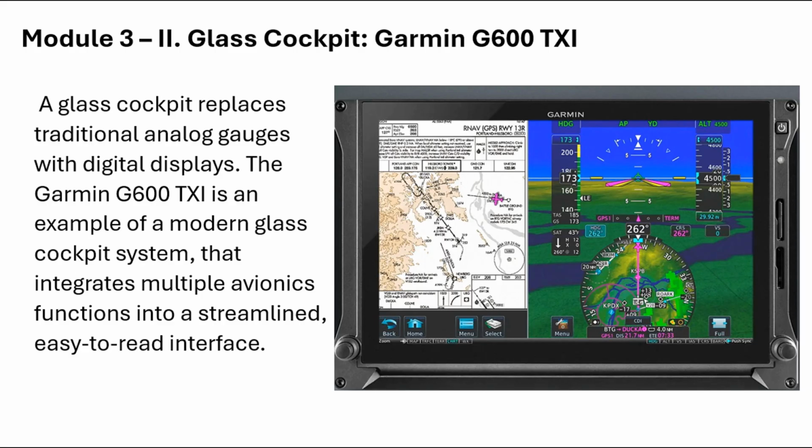2. Glass cockpit, Garmin G600 TXI. A glass cockpit replaces traditional analog gauges with digital displays. The Garmin G600 TXI is an example of a modern glass cockpit system that integrates multiple avionics functions into a streamlined, easy-to-read interface.